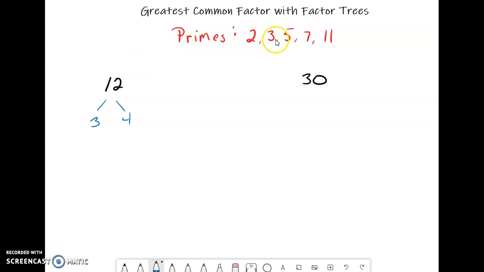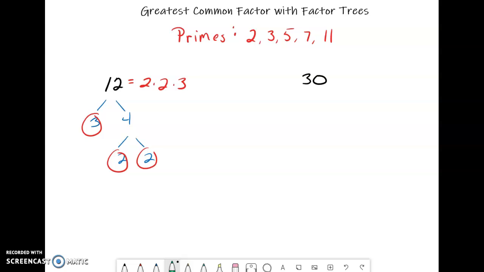Now look over here at my primes, and 3 is a prime number, so I'm going to circle my prime number. The 4 can go ahead and be broken down. 2 times 2 is 4. Now 2 is also prime, so we circle that. So my prime factorization of 12 is 2 times 2 times 3.